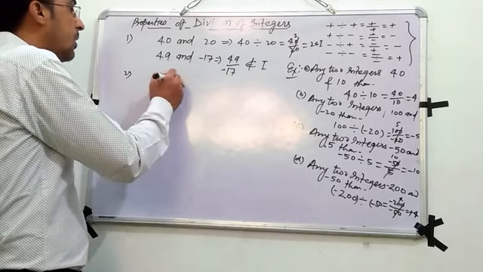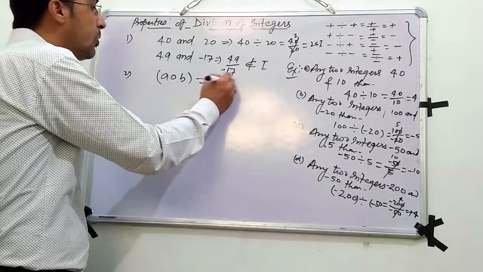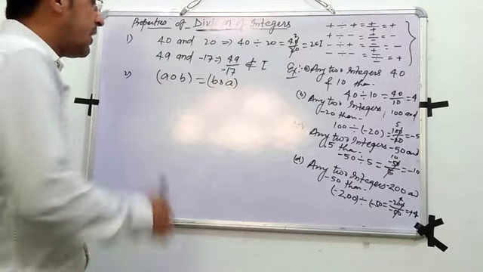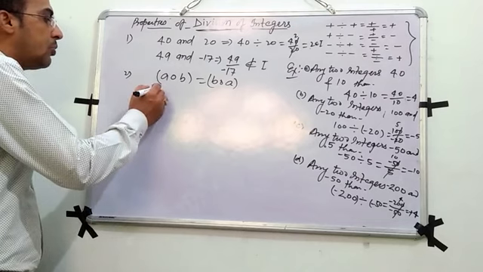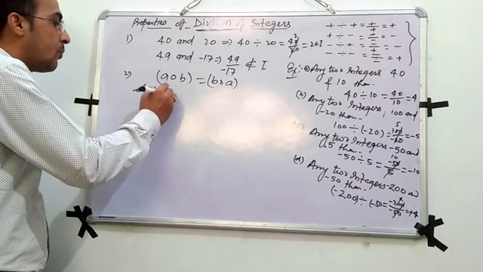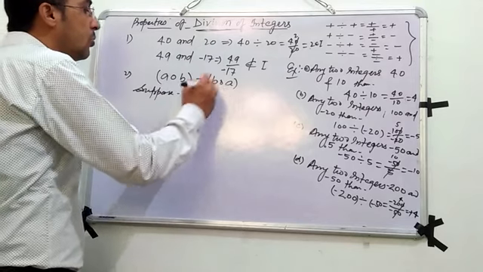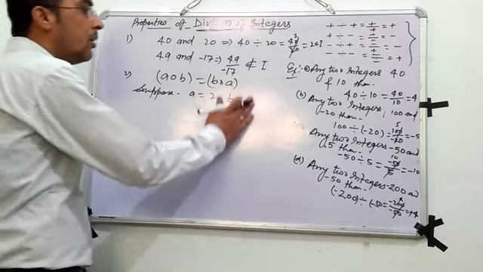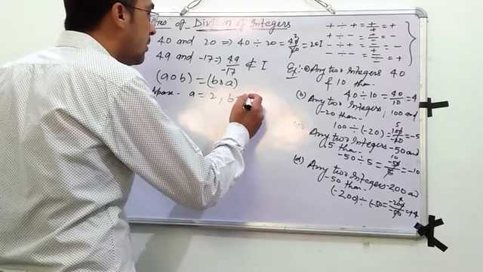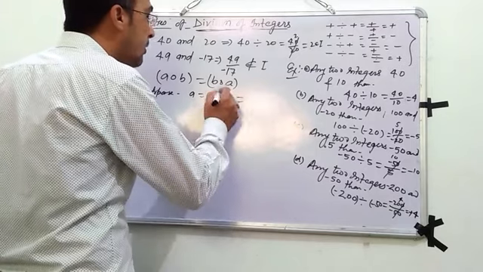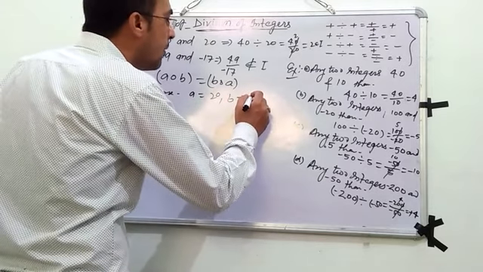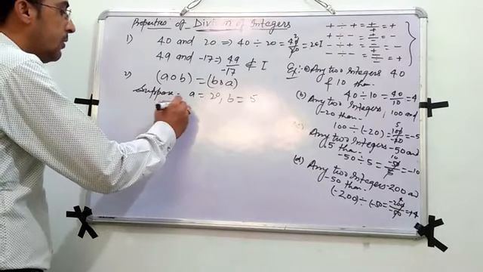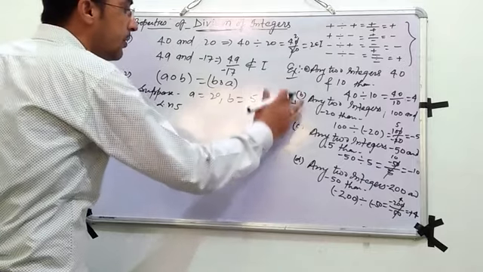Because we know that A o B equals B o A. Which operation is going on? Division operation is going on. And what are A and B? Suppose A equals 2, B equals 3, or you can take A equals 20, B equals 5. Suppose that. Then the LHS will be here, and what is the operation? The operation here is division.